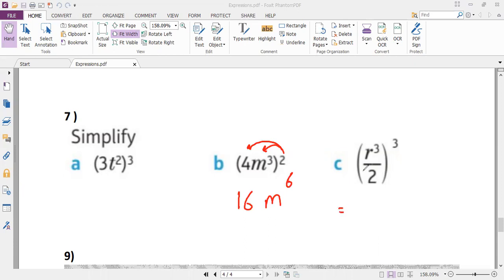Okay. This one, this power is distributed again on them. So it's r raised to the power of 3. So we'll write r and multiply powers. 3 times 3 equals 9, over 2 raised to the power of 3. 2 multiplied by itself 3 times. So we'll write 8. 2 times 2 times 2 equals 8.